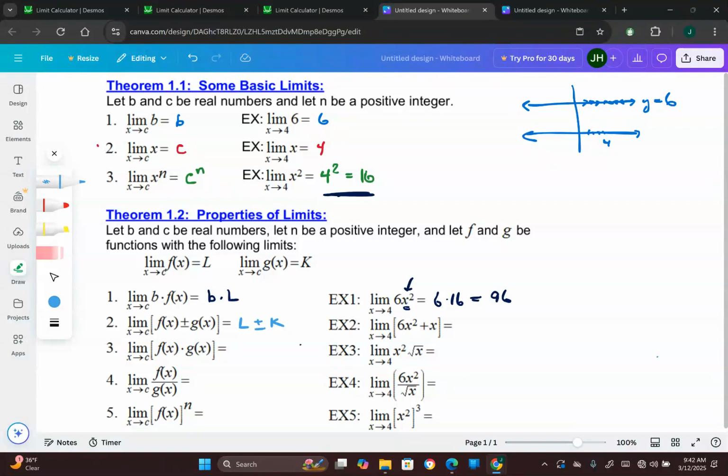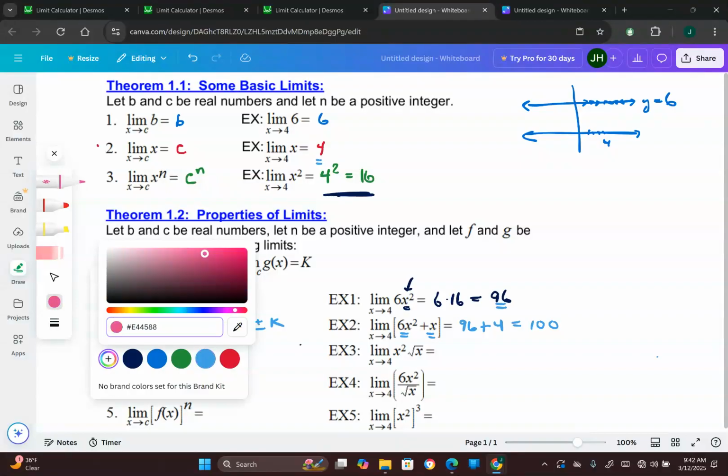Now notice, what's the limit of 6x squared as x approaches 4? Well, I just found that. That's 96. And what's the limit of x as x approaches 4? Well, I found that up here. It's 4. So we're going to take the limit of the first function plus the limit of the second function. This actually comes out to be 100.